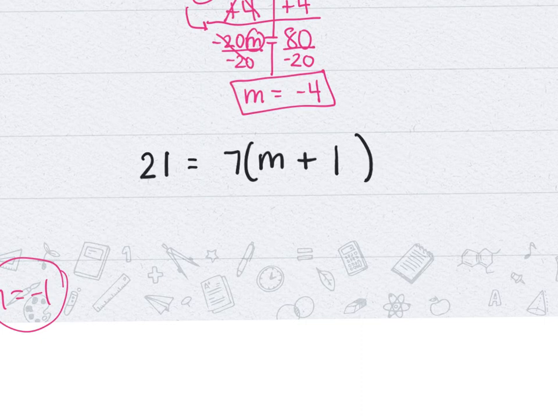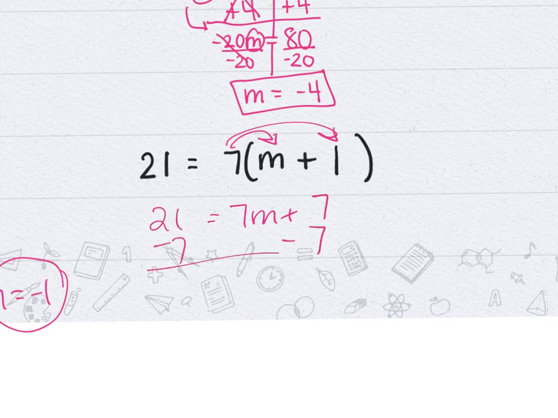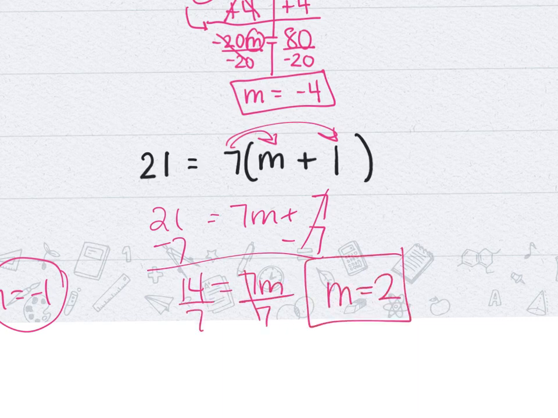In the last example, I just kind of reversed them. You might see that, so I figured I'd familiarize you guys with it. Distribute: 7m plus 7 is equal to 21. Subtract 7. You get 14 is equal to 7m. Divide both sides by 7. m is equal to 2. And that's it.